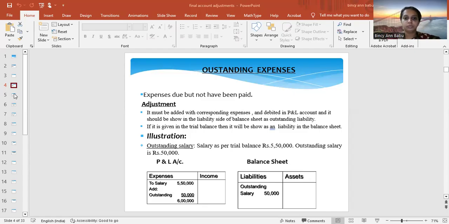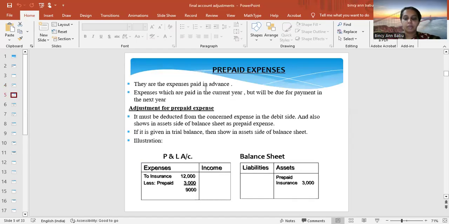Next one is prepaid expenses. Prepaid expenses are a bit different from outstanding expenses. In the case of outstanding expenses, we said these are the expenses which were due but we haven't paid. Prepaid expenses are the opposite. These are the expenses which we pay in advance. Maybe I'm paying my rent in advance, maybe I'm paying my electricity bill in advance. That would be prepaid expenses.